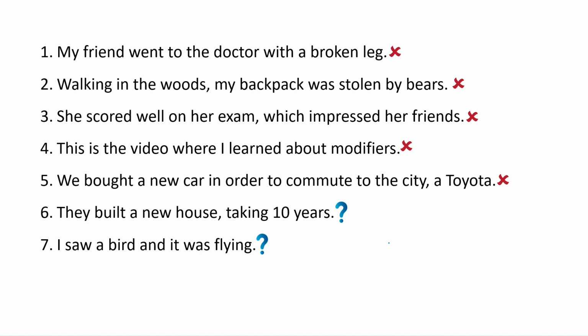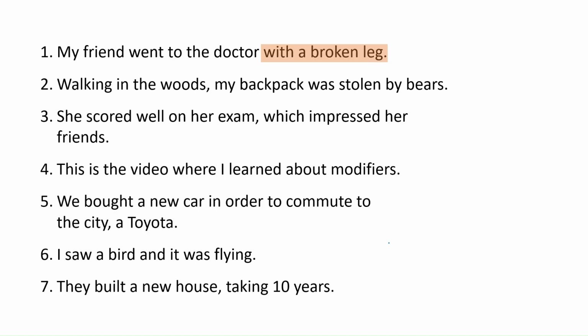Okay, let's look at number 1. The modifier here is with a broken leg. And by modifier, I simply mean a word or phrase that adds information to something else in the sentence. In this example, with a broken leg is giving information about the doctor. But that doesn't quite make sense. I think logically it was my friend who had a broken leg. If the doctor had a broken leg, they probably wouldn't be at work.